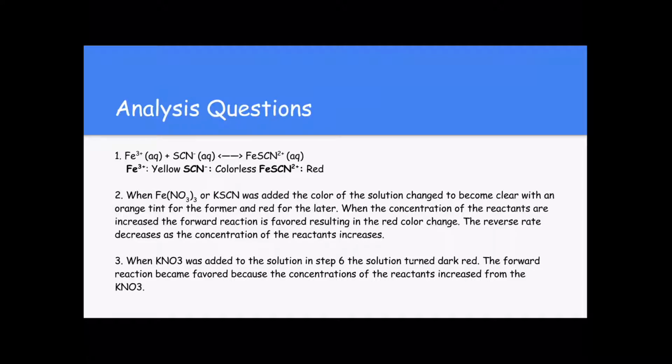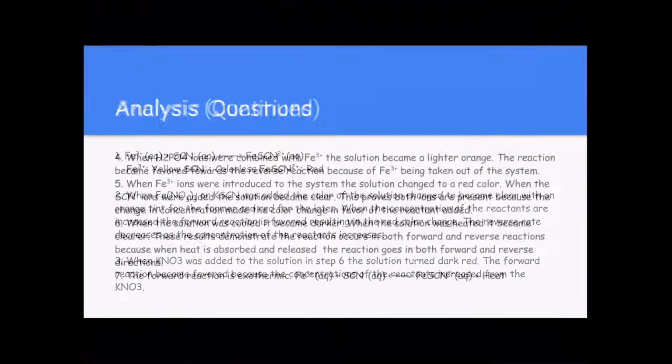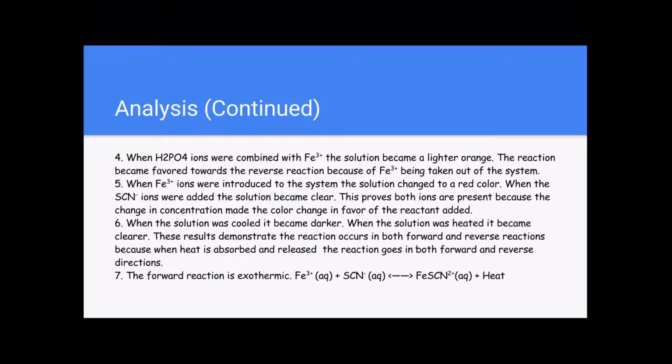When potassium nitrate was added to the solution in step 6, the solution turned dark red. The forward reaction became favored because the concentrations of the reactants increased from the potassium nitrate. When phosphate ions were combined with iron ions, the solution became a lighter orange. The reaction became favored towards the reverse reaction because of the iron ions being taken out of the system.